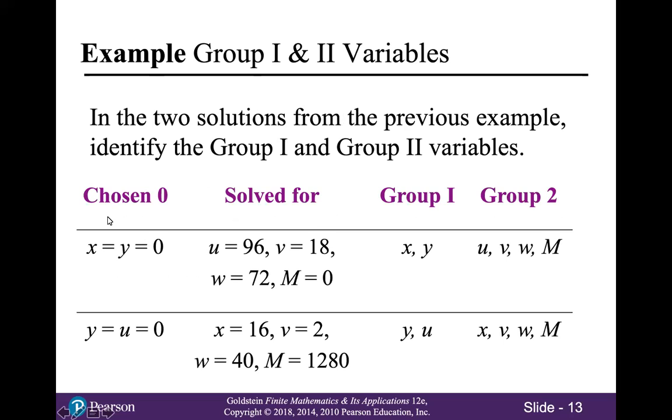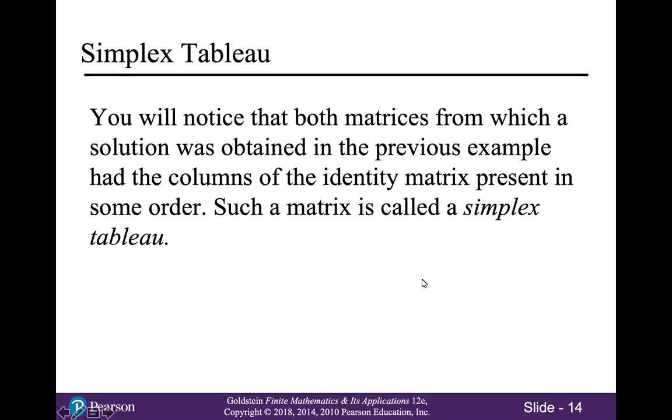Well, in the first matrix, we chose X and Y to be 0, and we solved for U, V, W, and M. So that makes X and Y group 1 variables, and it makes the others group 2 variables. After we did the pivot, we chose Y and U to be 0, and we solved for X, V, W, and M. So that makes Y and U the group 1 variables, and X, V, W, and M are the group 2 variables.